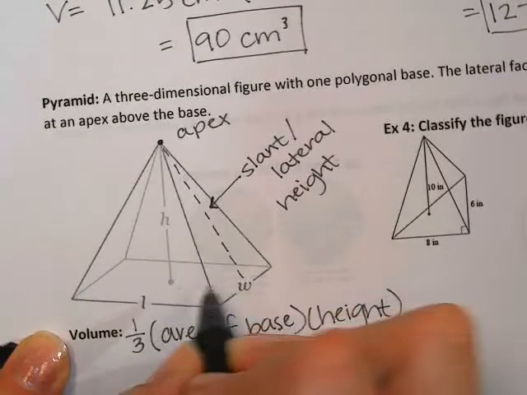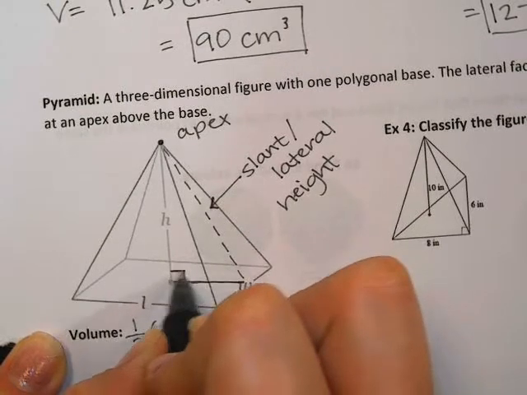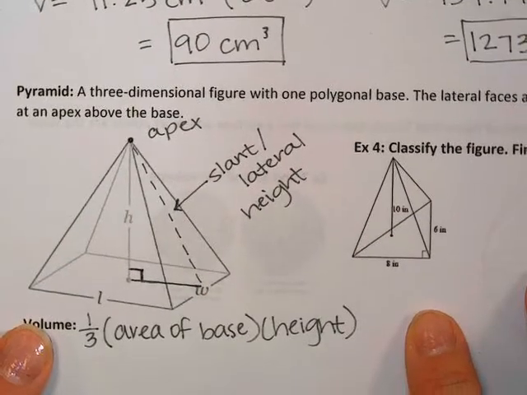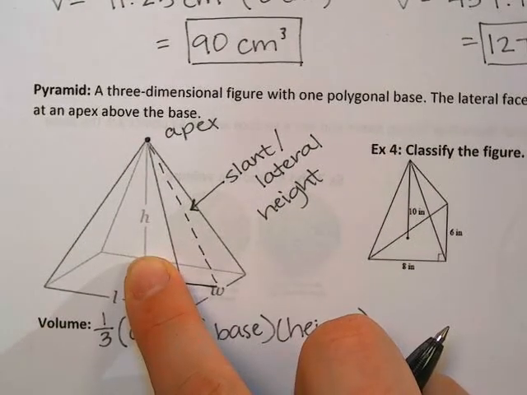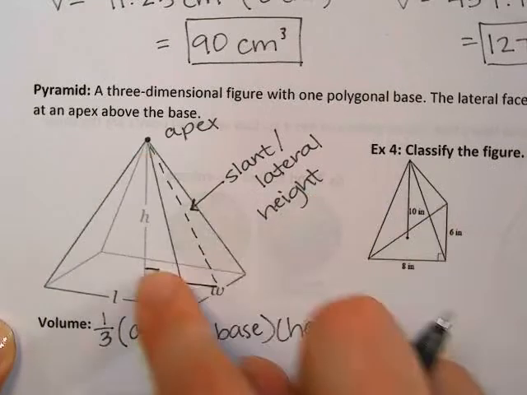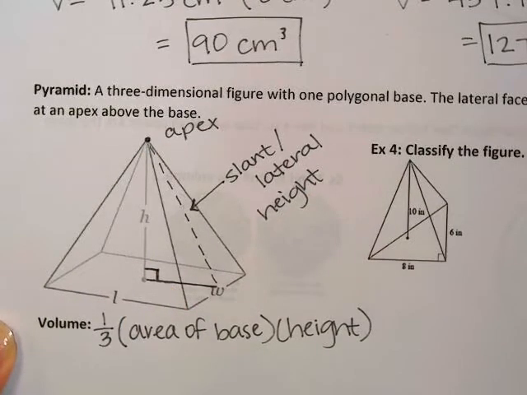And if you guys can see it, there's actually a right triangle in there. And so if they ever give us the slant height instead of giving us the height of the pyramid, then we'll have to use the Pythagorean theorem to solve for the missing height. All right, so just keep that in mind.